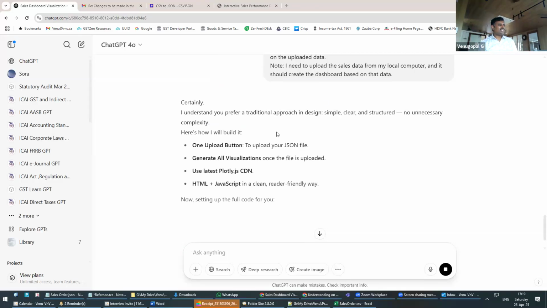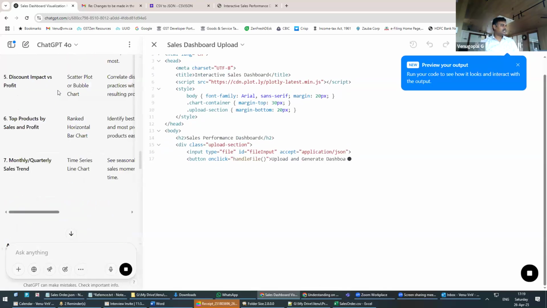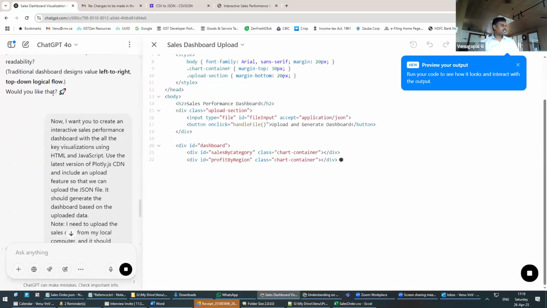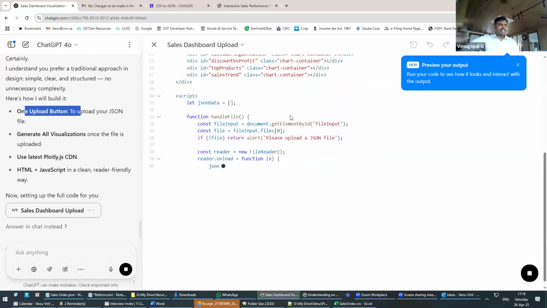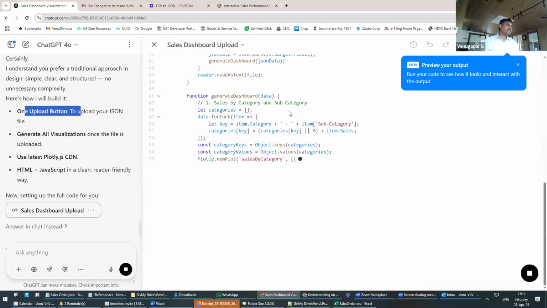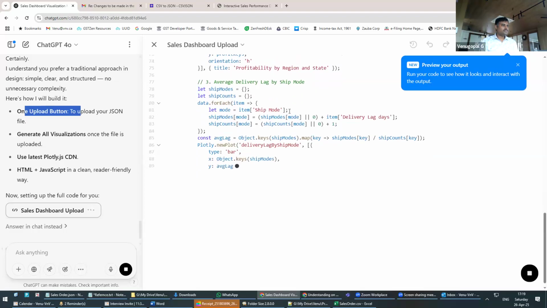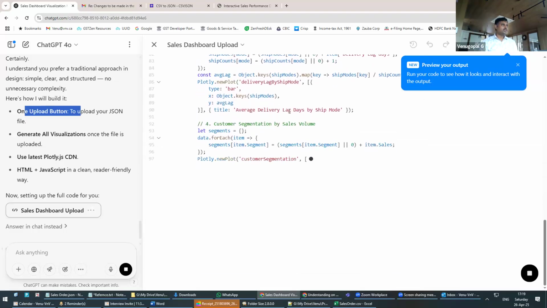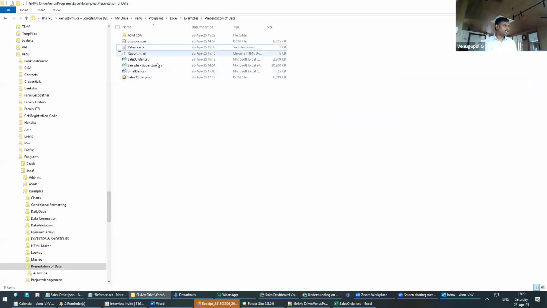Now you can see it has started saying, okay, I'll give you one upload button, I'll generate all the visualizations. And it started typing the code. You might not need to understand anything, you just allow it. That's the advantage of GPTs today. So as the code comes, let me remove the old HTML.